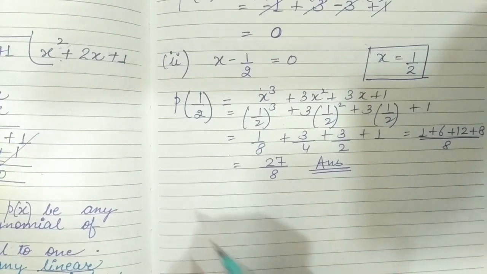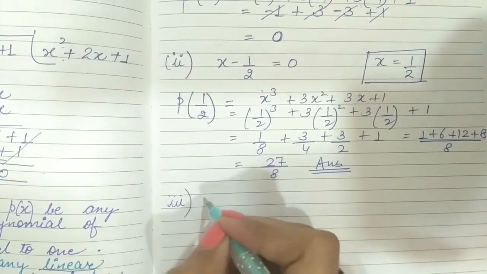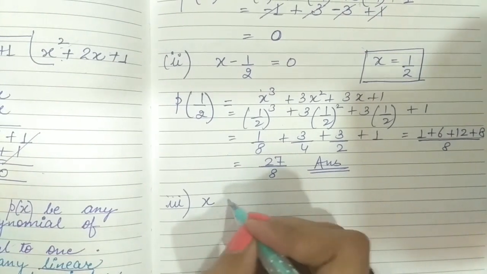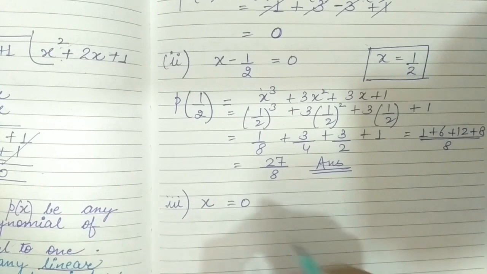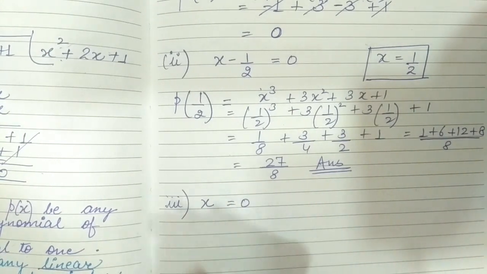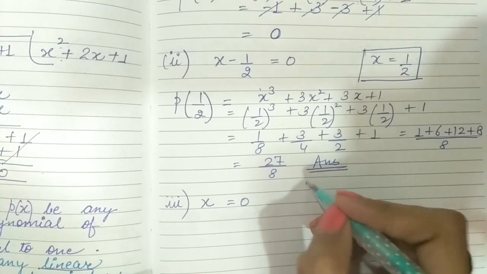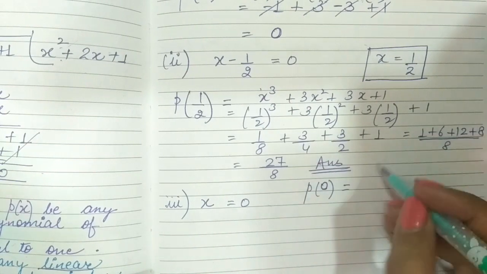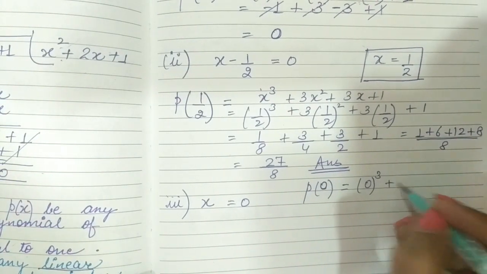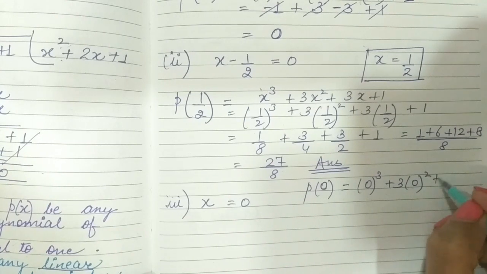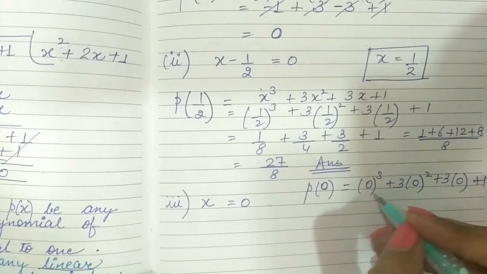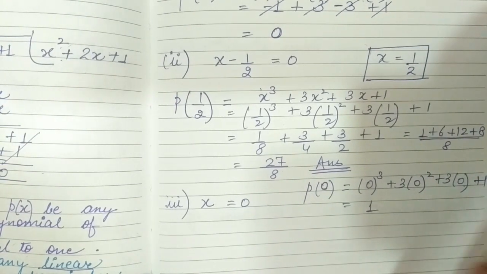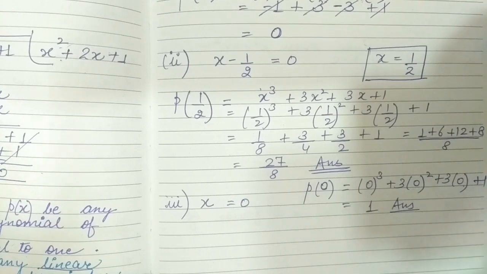In the third part, the divisor is x. So for the 0 of this linear polynomial, just equate to 0. So x equals 0 is the 0 of the linear polynomial. Now in the dividend, put 0 in place of x. So it will be 0 cube plus 3 into 0 square plus 3 into 0 plus 1. Anything multiplied by 0 is 0. The only number left is 1. So our remainder will be 1.